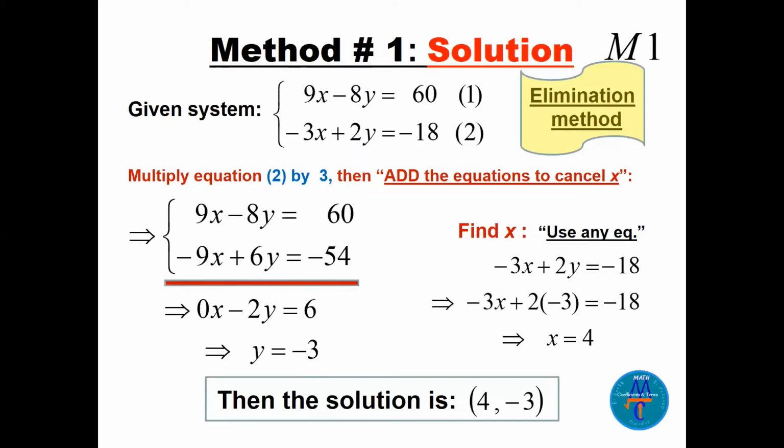Now, on the other side, you have to find x. Use any equation you like, usually the easiest. So the easiest here is equation 2. I replace y by minus 3, then I get x equals 4. Now I have to write the solution as (4, minus 3). This is the point of intersection of the two straight lines. This linear system consists of two straight lines.